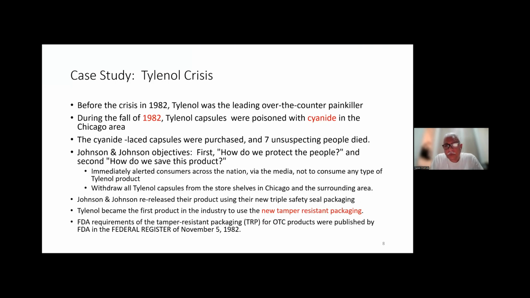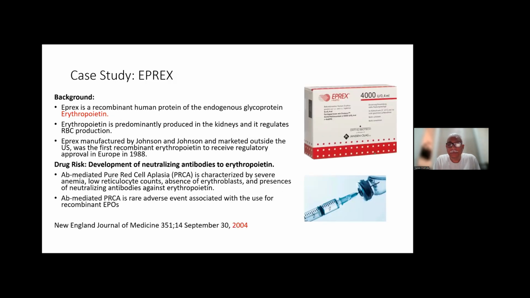Then in 1982 was the Tylenol crisis, where somebody tried to tamper with the packaging of the Tylenol and put cyanide in it. It was almost like a terrorist, vicious attack. Knowingly bad things were done to Tylenol, and 7 people died. And that's where the regulations for tamper-resistant packaging became one of the regulations. This is very important in terms of that process.